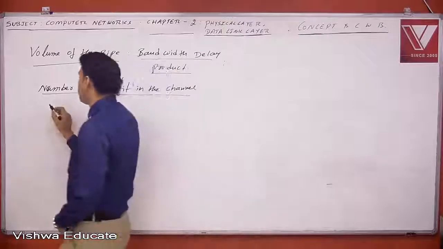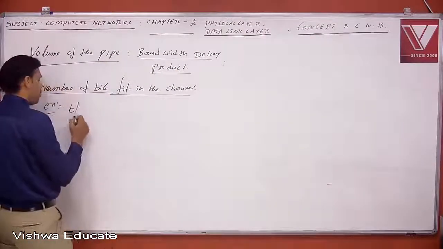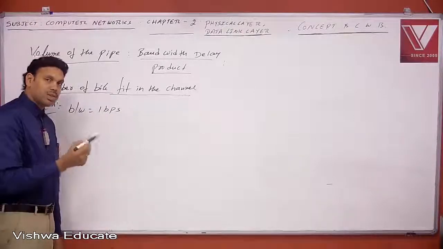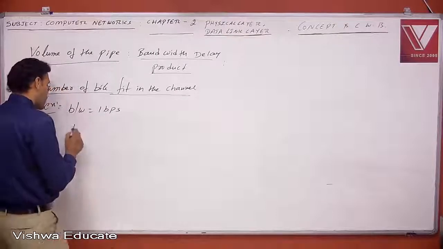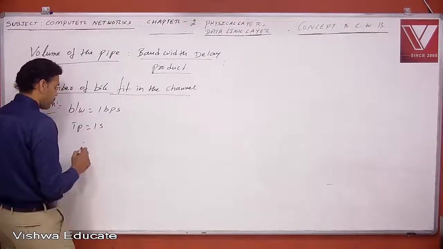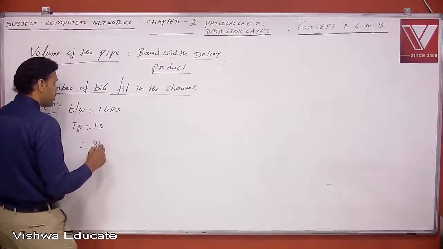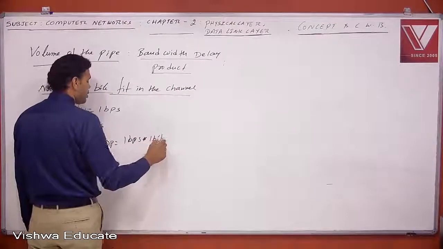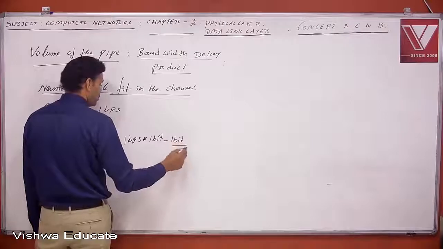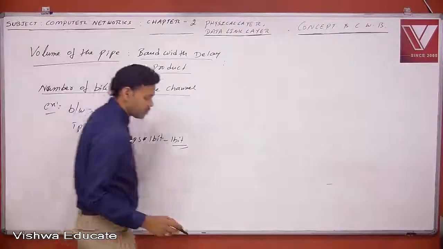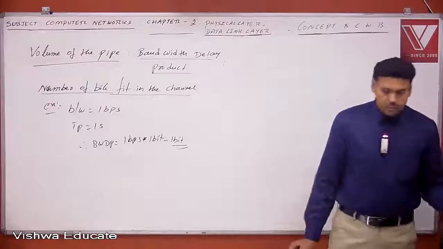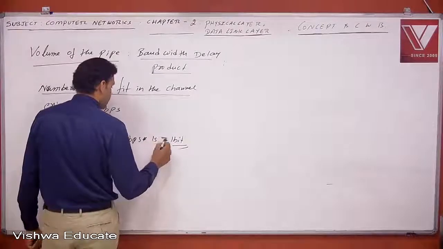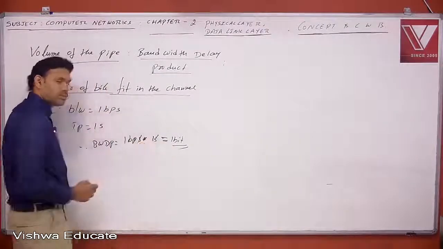I am saying, for example, bandwidth is equal to 1 bit per second. The sender keeps on sending 1 bit for every second. Tp is equal to 1 second. So what is your BWDP? It's nothing but 1 bit per second into 1 s, that is equal to 1 bit only. So here Tp I restricted to only 1 s. Therefore you will find only 1 bit.